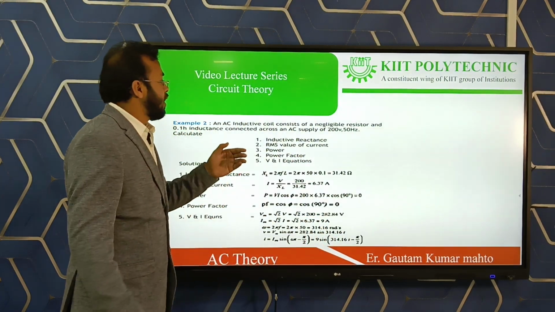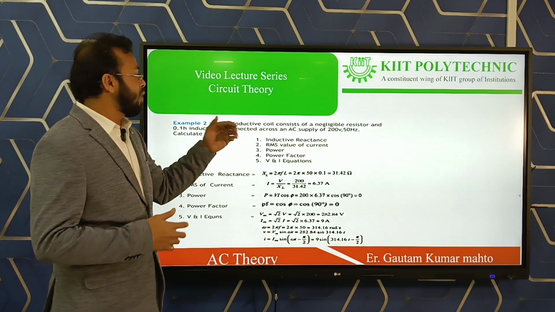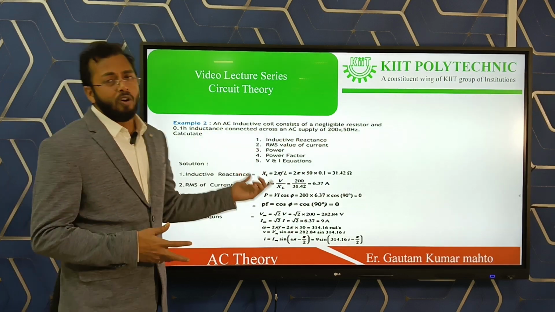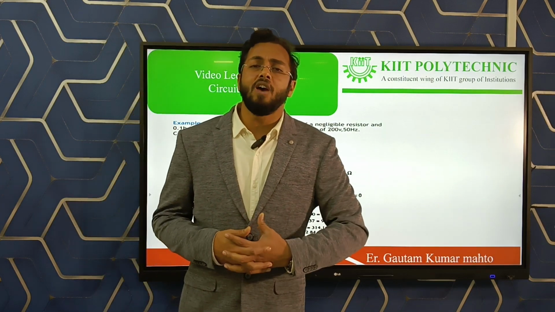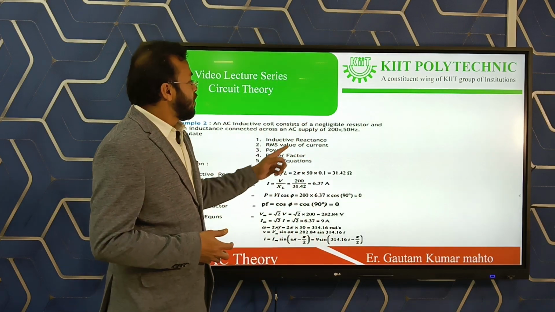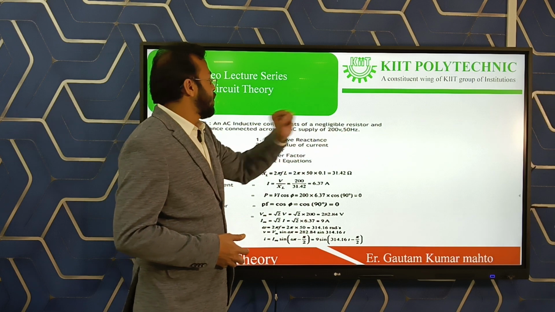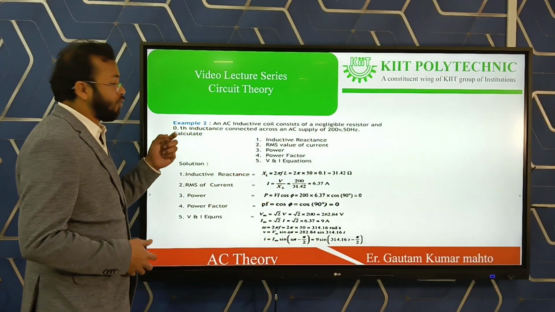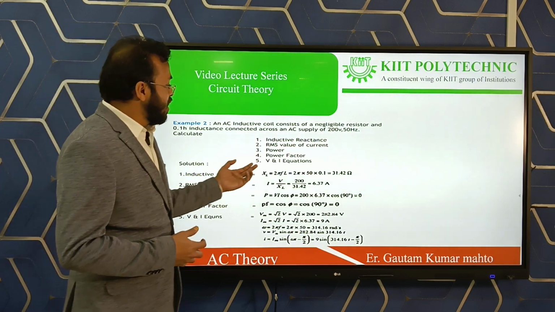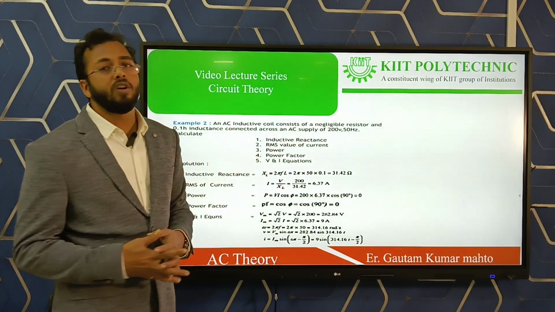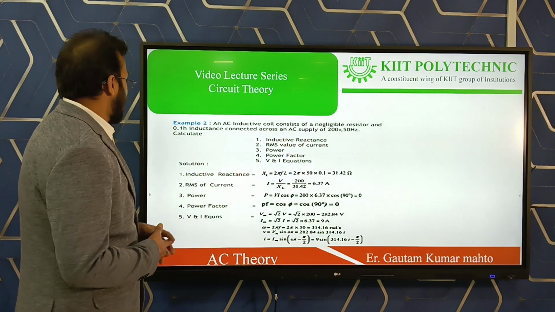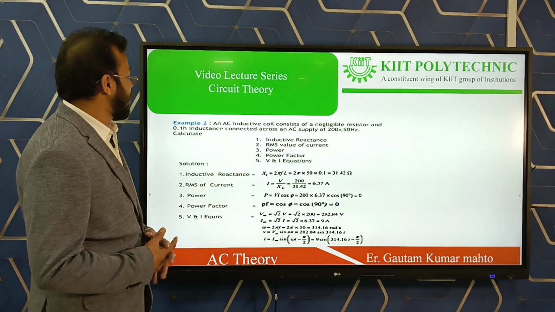So now we can see the inductive reactance, RMS value of the current, power factor, and VI equation. As I already told you, the reactance is equal to 2 pi f into L. Here frequency is equal to 50 Hz, that is the f value. Inductance is equal to 0.1 Henry. You can substitute these values in 2 pi f L, and you will get the reactance. Now I want to calculate the RMS value of current.